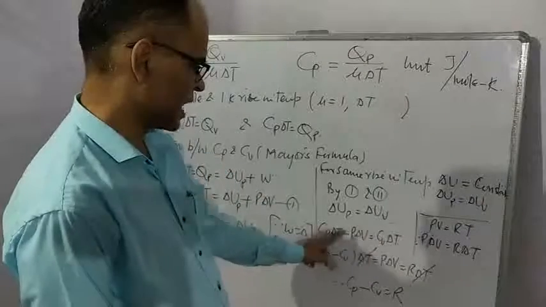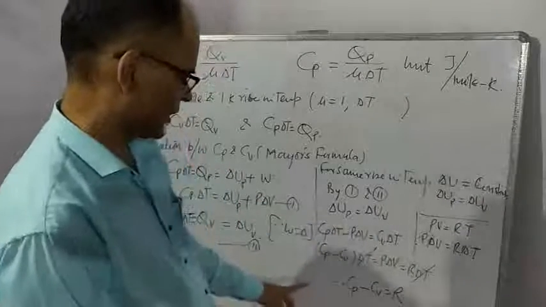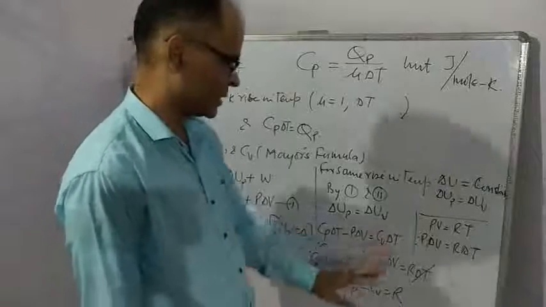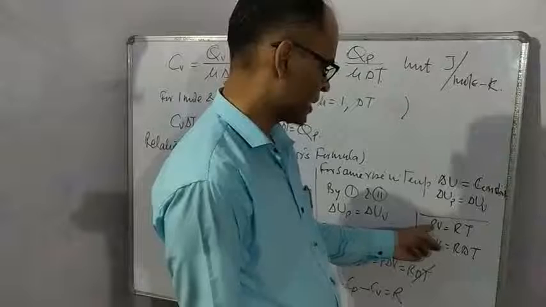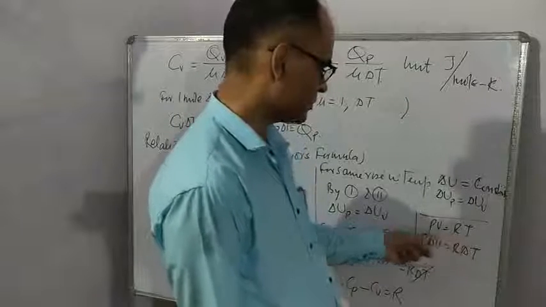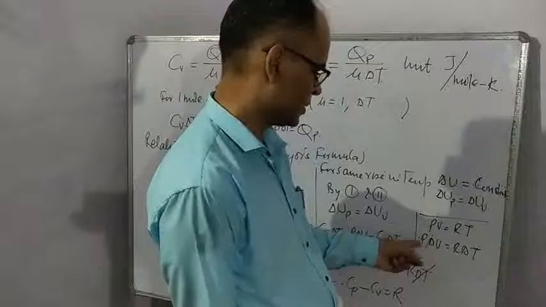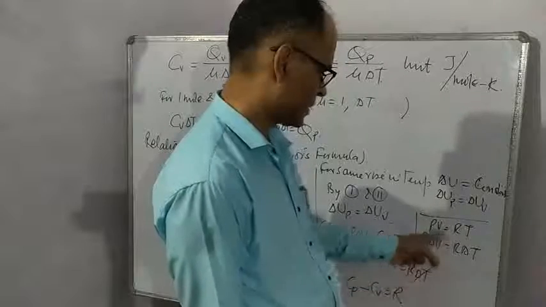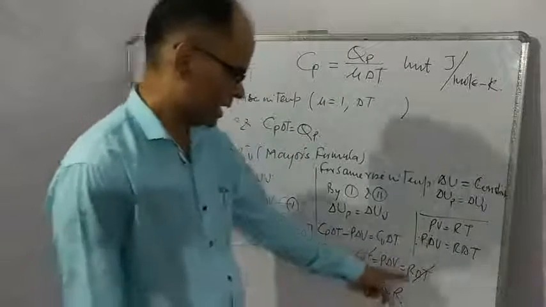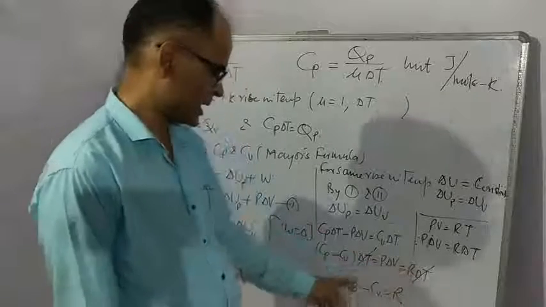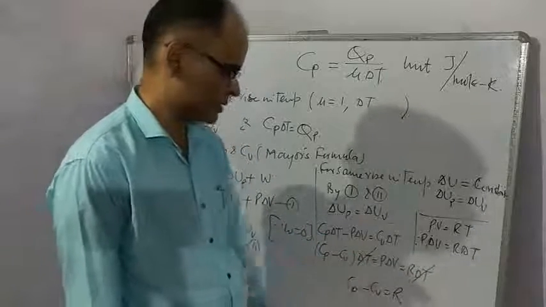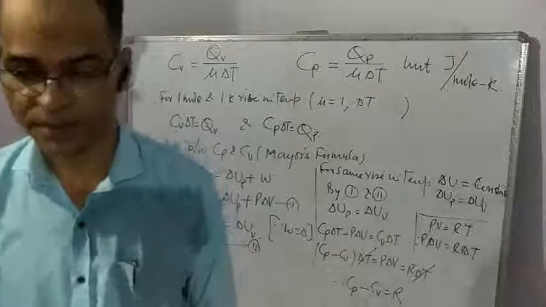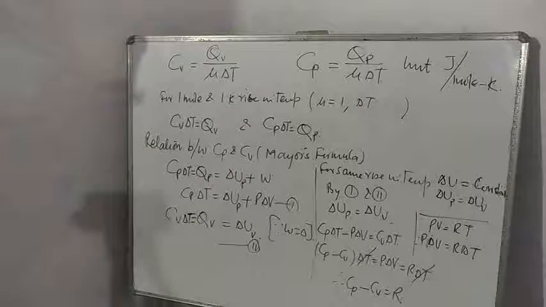Cv is transferred this side, P delta V that side. Delta T is common. So Cp minus Cv times delta T is equal to P delta V. For 1 mole of gas, you can write PV is equal to RT. Differentiate this equation, you can write P delta V is equal to R delta T. So in place of P delta V, you can write R delta T. Delta T is cancelled, so we get Cp minus Cv is equal to R. This is the relation between Cp and Cv, and this equation is called Mayer's formula.